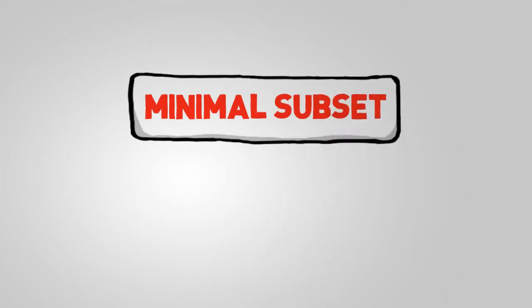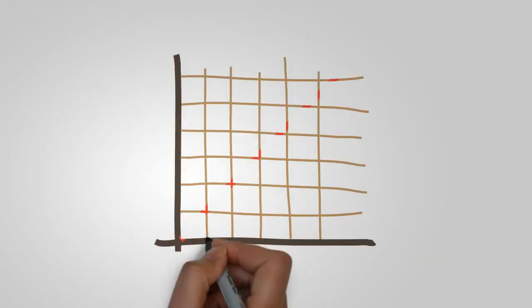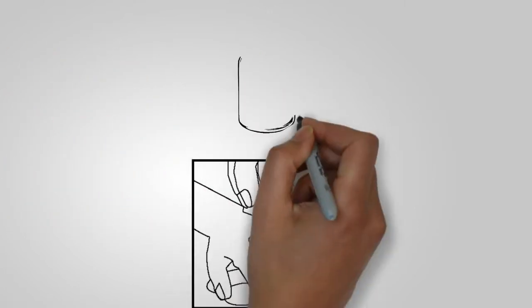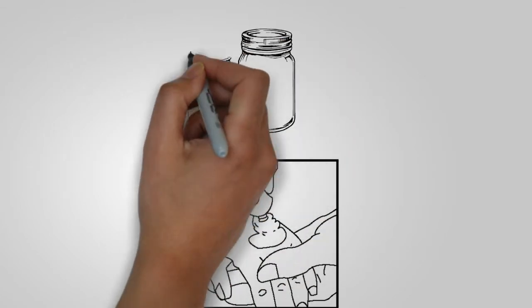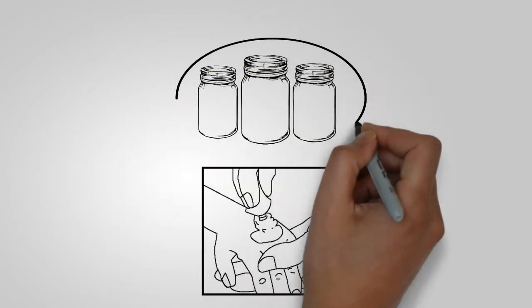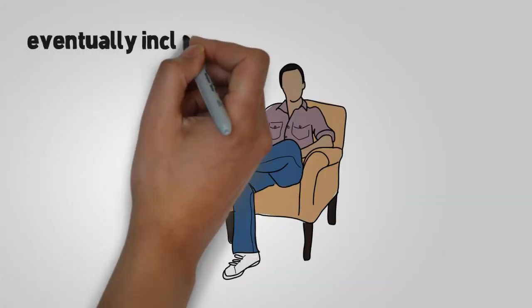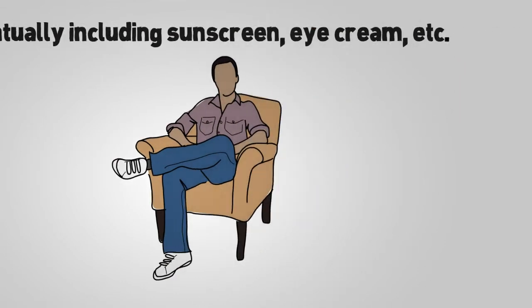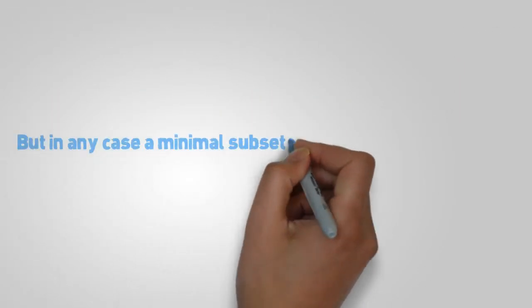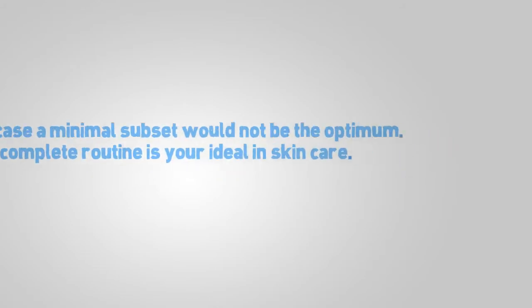4. Minimal subset. A complete skincare routine is an advanced tool. It provides the maximum results for your skin, though any subset of a complete regimen is beneficial. For example, a novice of a younger age may consider a simplified subset of the regimen consisting of cleanser, scrub, and night cream, where the night cream is used as a day cream too. The older the age, the more extensive the minimal subset becomes, eventually including sunscreen, eye cream, etc. But in any case, a minimal subset would not be the optimum. The complete routine is your ideal in skincare.